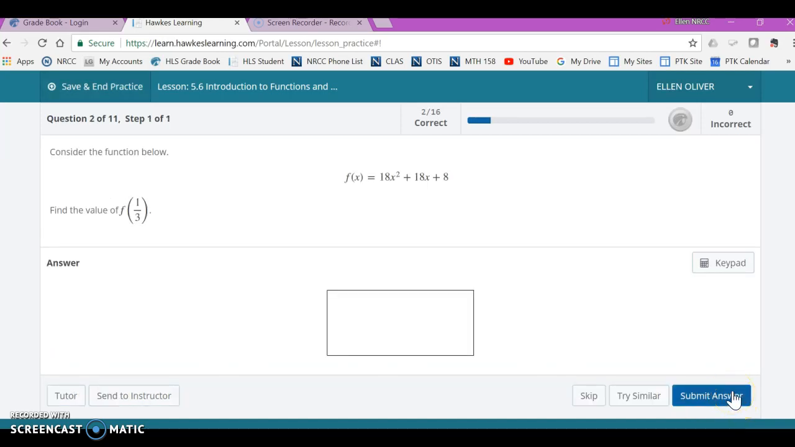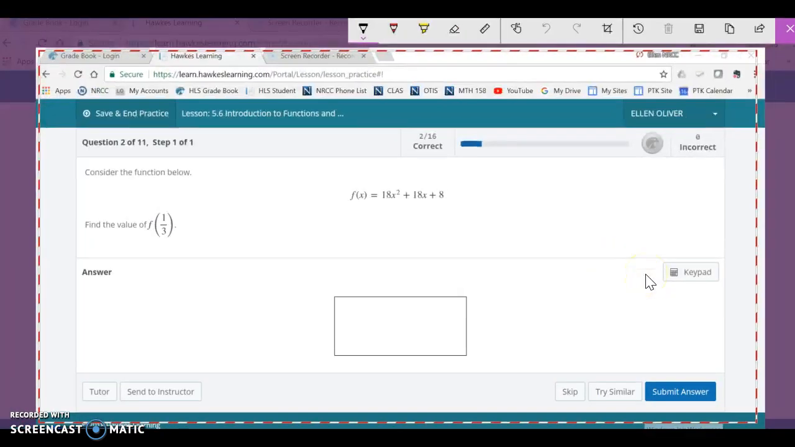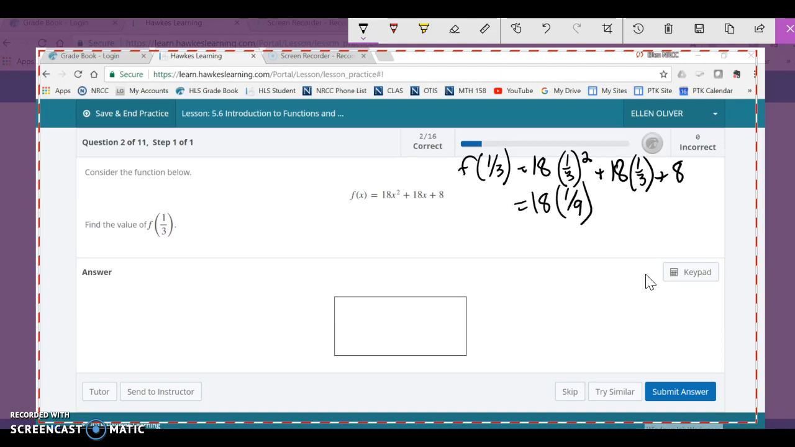All right, now 1/3. Nobody likes that because it's fractions, but it's not that hard. f of 1/3 is 18 times 1/3 squared plus 18 times 1/3 plus 8. 1/3 squared is 1/9, right? 1 times 1 is 1, 3 times 3 is 9. 1/3 of 18 is 6. 1/9 of 18 is 2. 2 plus 6 is 8, plus 8 is 16.